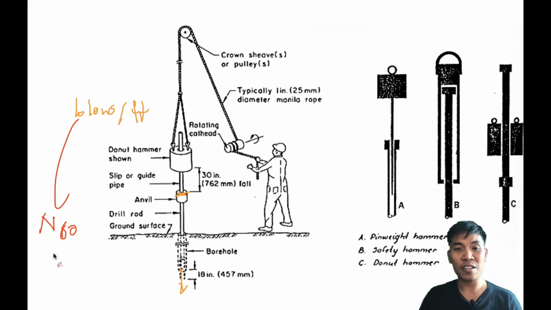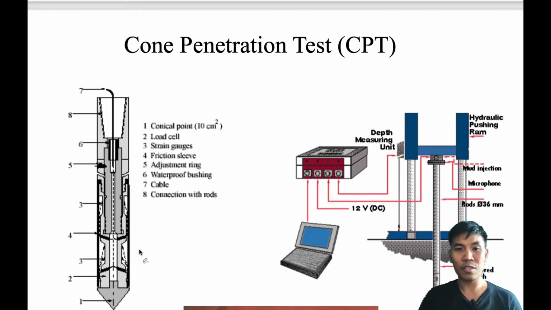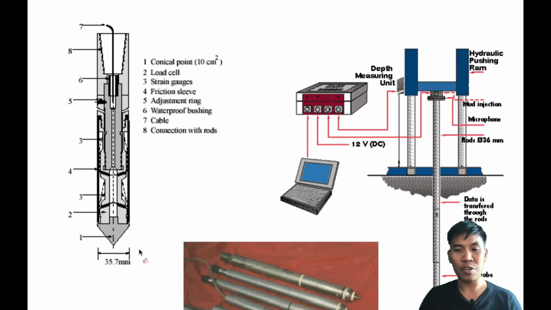Instead of applying a dynamic load, which is not the same as the load applied to a building or a pile, the load we apply to the foundation is static load. So we change the testing from dynamic load to static load. For the static load, the first one is the so-called cone penetration test.